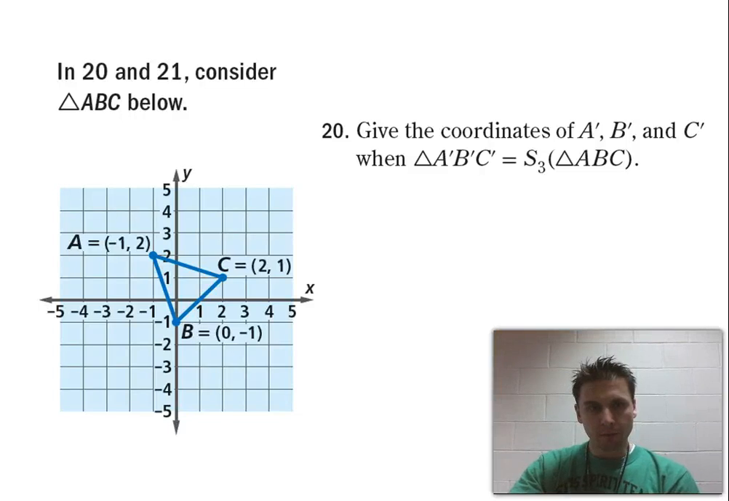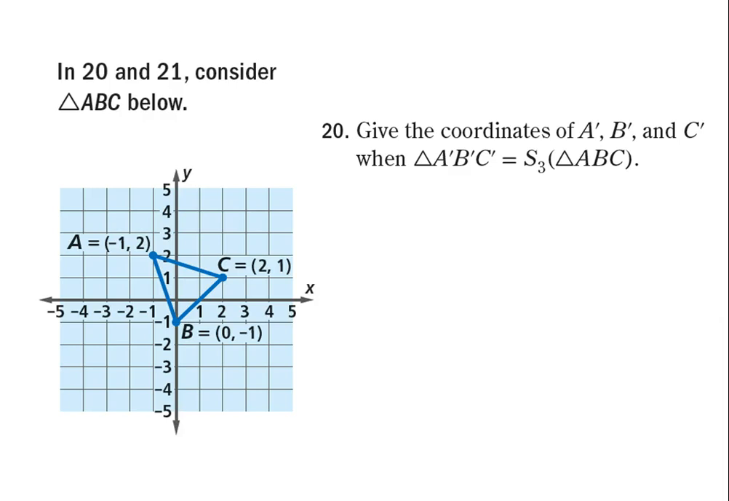Alright, we're going to knock out problems 20, 21, and 22 from the Geometry Chapter 3 self-test. So here's 20, where we're given a figure, and for 20 and 21 we're going to consider the triangle ABC that's graphed here. Number 20 says, give the coordinates of A prime, B prime, C prime when triangle A prime, B prime, C prime is the triangle ABC under a size transformation of a factor of 3.